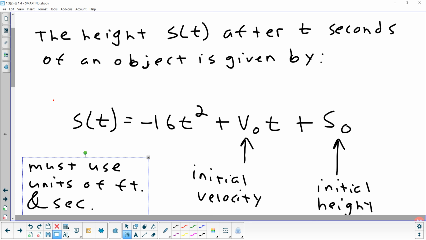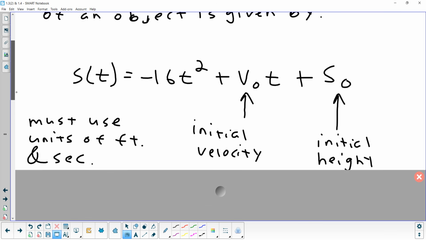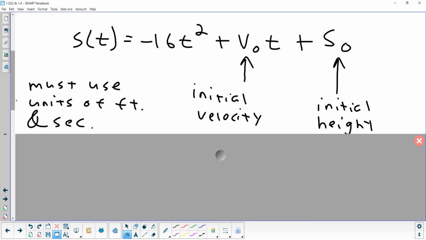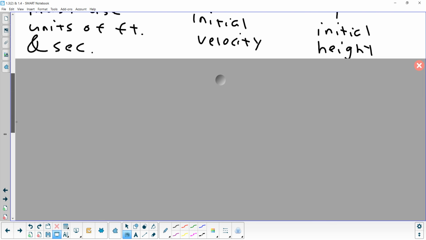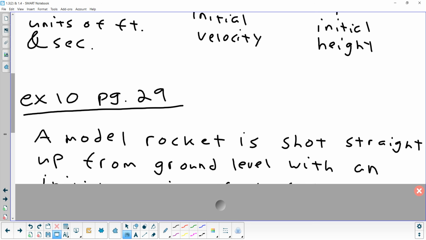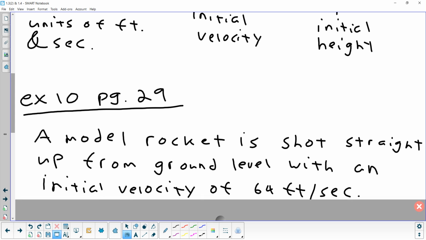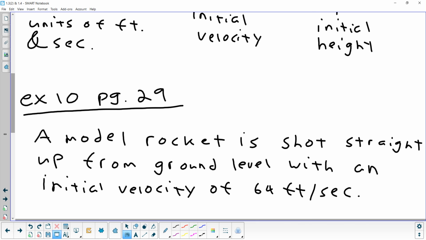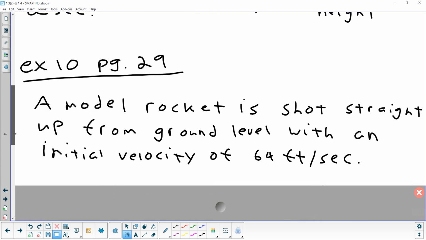So, I'm going to give you a word problem, and we're going to try to fill that formula in with all the information they give us. And I will scroll back up to it as we read the problem. So, it says a model rocket is shot straight up from ground level with an initial velocity of 64 feet per second. Oh, let's fill all that into our equation.